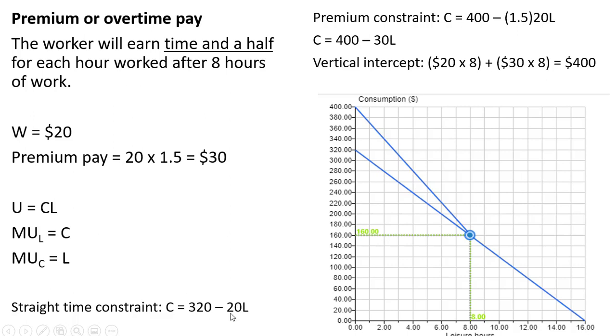So the old slope here was minus 20. Now, because of the time and a half pay, the new slope will be slightly steeper, 1.5 times steeper. And so this will be our premium overtime pay constraint.